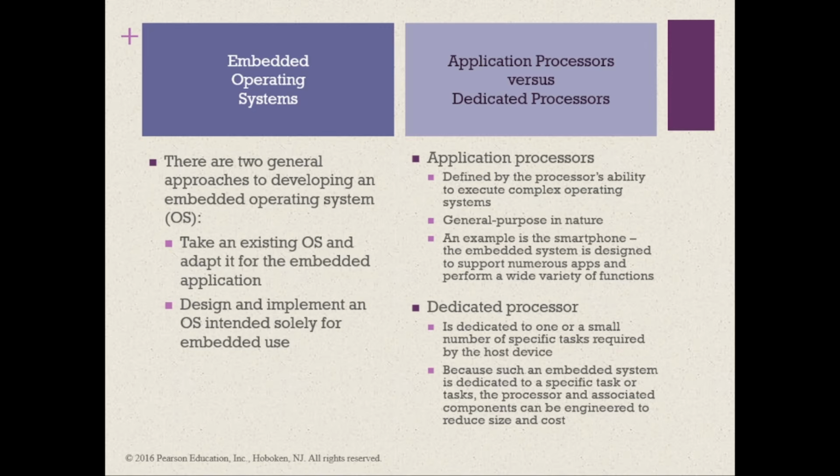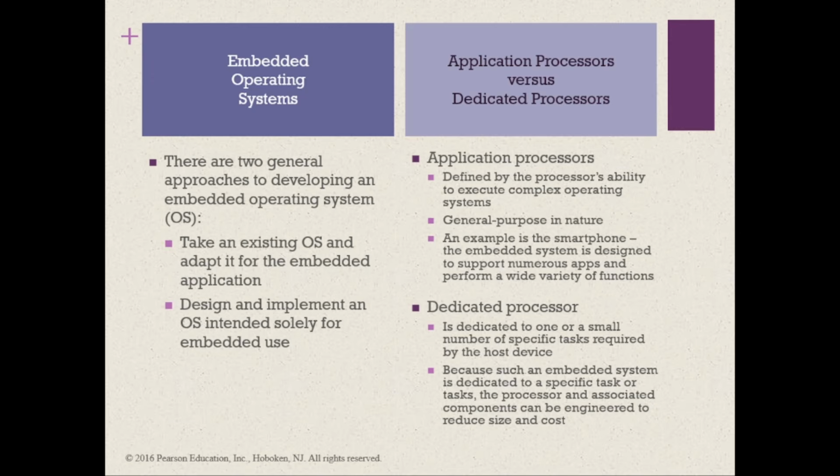In this subsection and the next two, we briefly introduce some terms commonly found in the literature on embedded systems. Application processors are defined by the processor's ability to execute complex operating systems such as Linux, Android, and Chrome. Thus, the application processor is general purpose in nature. A good example of the use of an embedded application processor is the smartphone. The embedded system is designed to support numerous apps and perform a wide variety of functions, as we are already doing in our smartphones. Smartphones are not only used for calling and texting, but you can virtually use them for anything, for gaming, for music, and others.